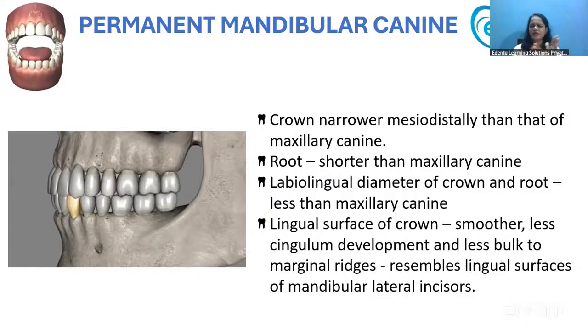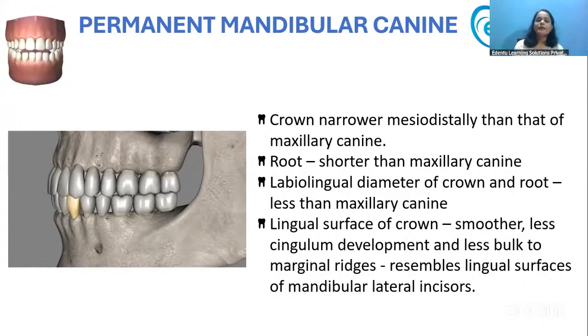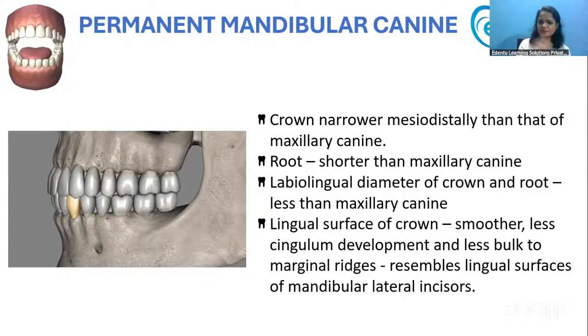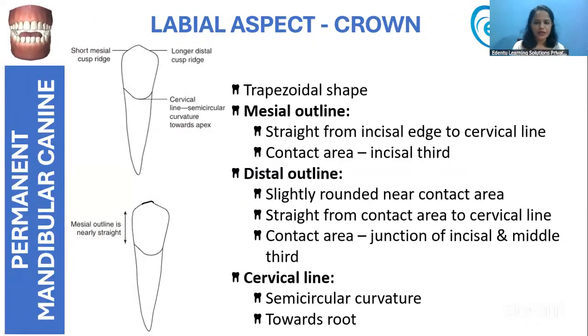Almost all the dimensions and features in the mandibular canines are less prominent when compared to the maxillary canine. Especially if you look at the lingual surface, the cingulum and the fossa are very prominent in maxillary canines, whereas they are much less prominent in the mandibular canine. That is one of the major differences between the maxillary and the mandibular canine.